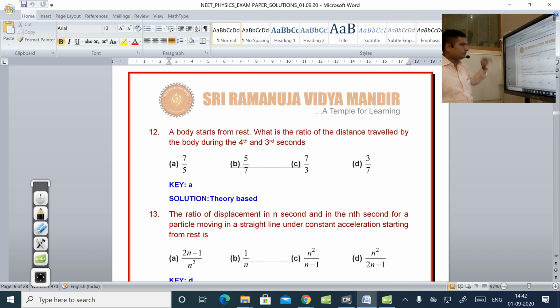Next, the 14th one: a particle is moving in a straight line under constant acceleration of 4 meter per second square. If its velocity at t equal to 0 is, the displacement of the particle in the 5th second of its motion is. I think here it is a printing mistake, students, sorry, the velocity is not printed actually. So maybe it will be given as an add score.